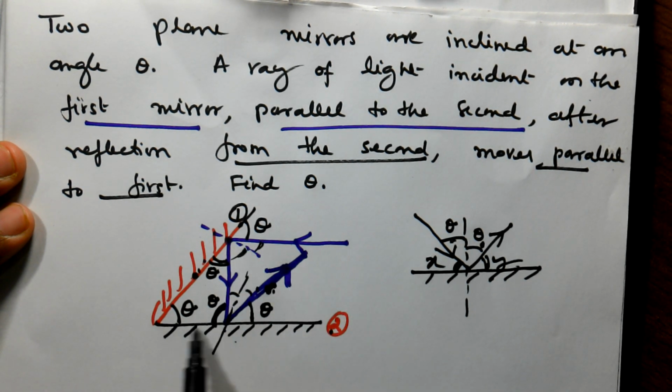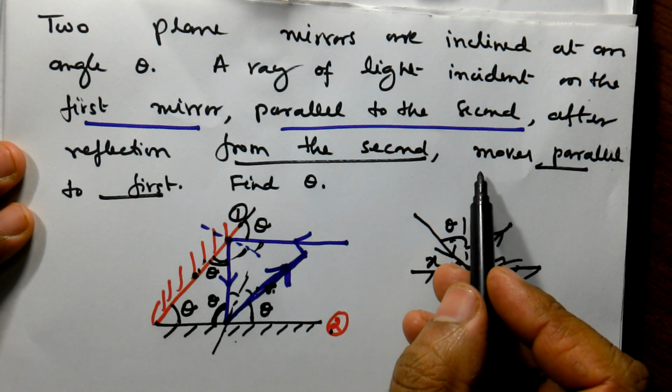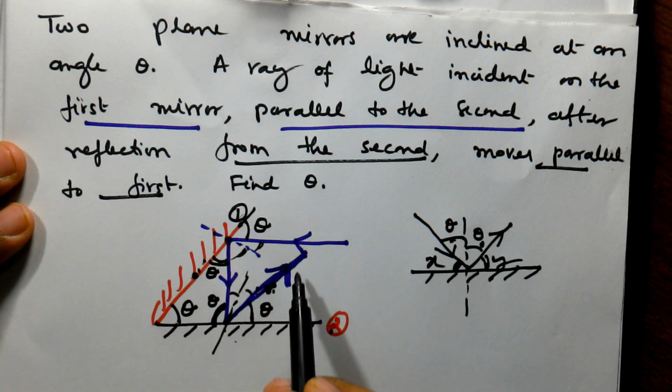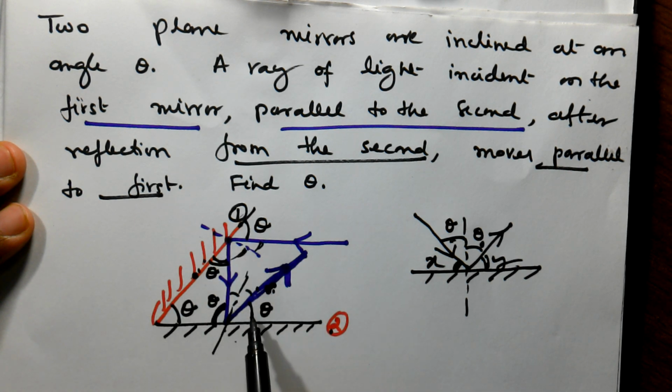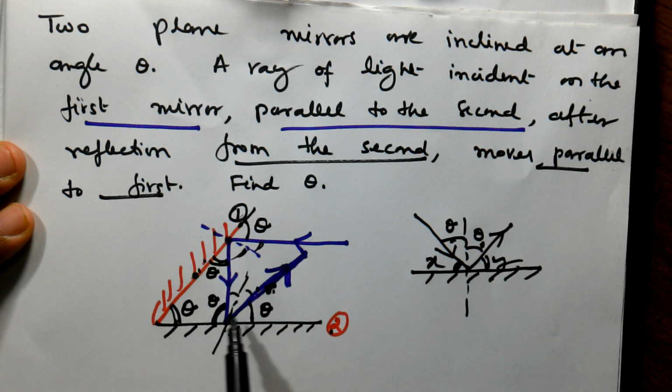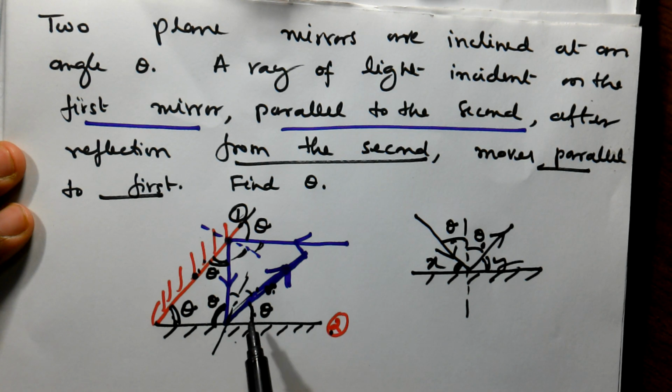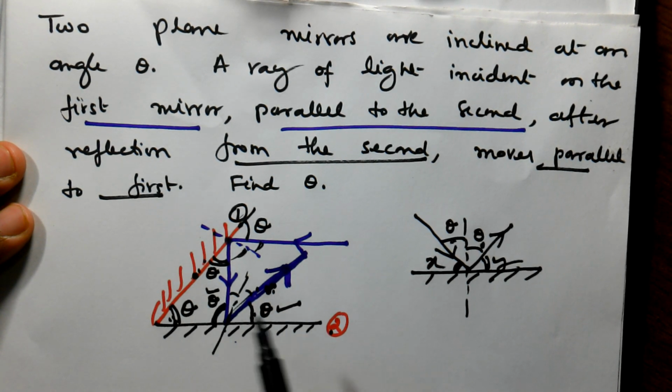This ray and this ray are parallel, according to the problem. Finally the ray moves parallel to the first. This is parallel to this. Theta, because this angle is already given. This is a set of parallel lines with a bisector, so here are the two angles which are equal. This is theta, this is theta. This is the glancing angle, this is also theta.